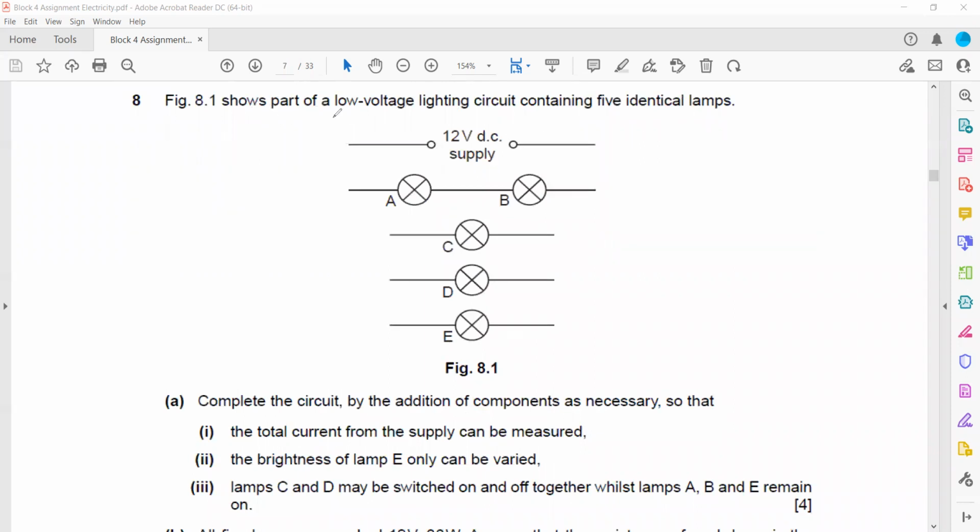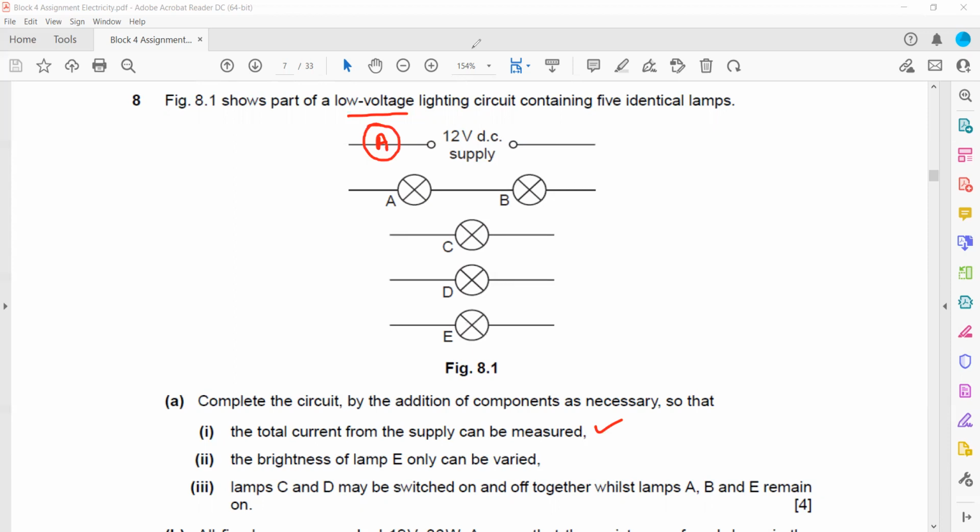Figure 8.1 shows a part of a low voltage lighting circuit containing 5 identical lamps. So 5 lamps are there which are identical. By addition of components as necessary, complete the circuit so the total current of the supply can be measured. If we want to measure the total current, what should we do? We should connect an ammeter, before or after the supply. So that is done.